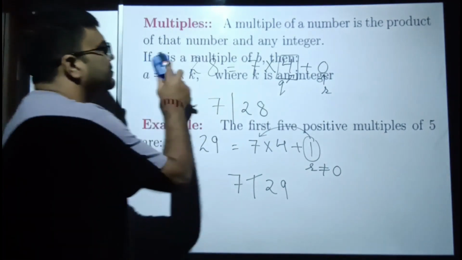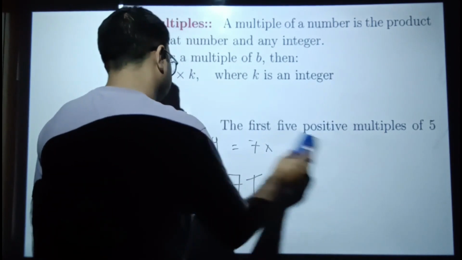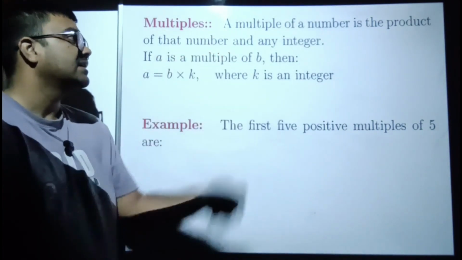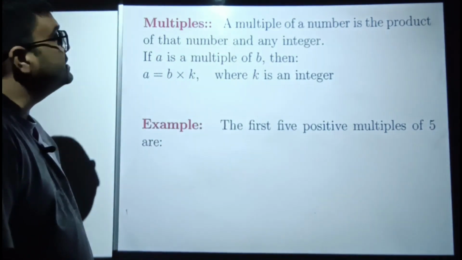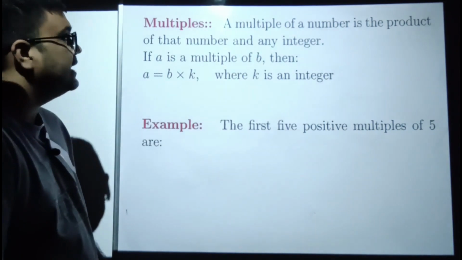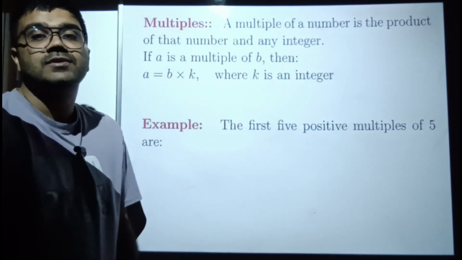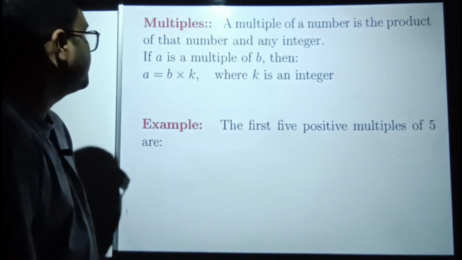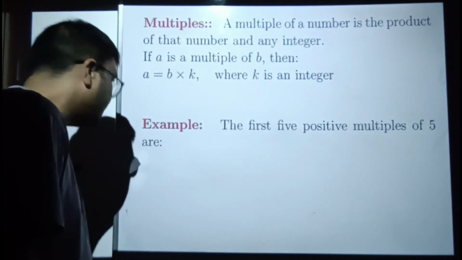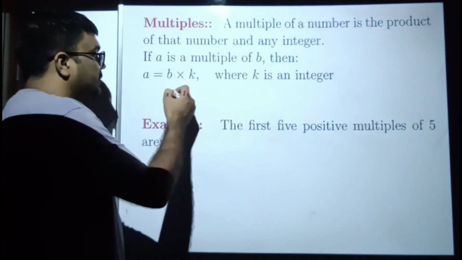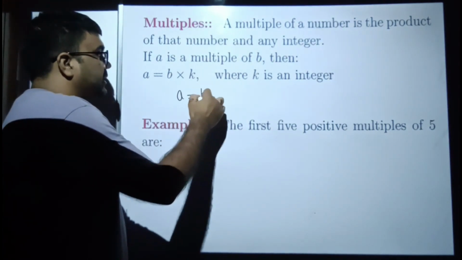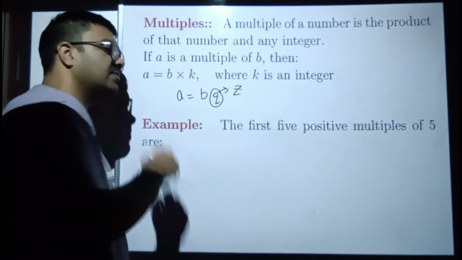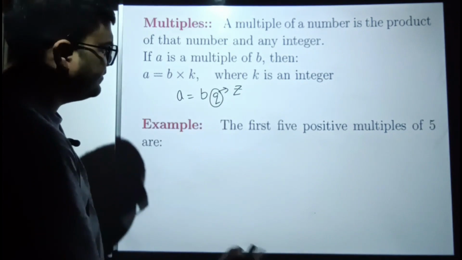The next term we have is multiple. We have already seen the definition in our previous slide, so we are repeating it here. A multiple of a number is the product of that number and any integer. So we write a is equal to b times q, where q is some integer, and we say that a is a multiple of b. This will be more clear with an example.